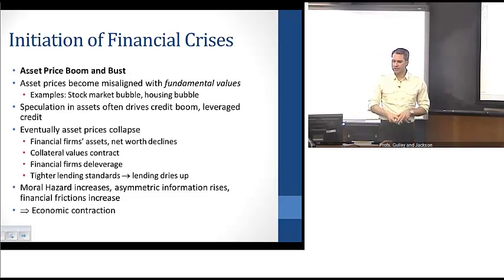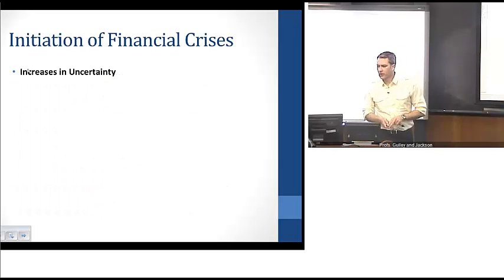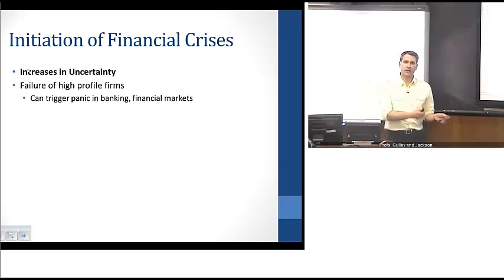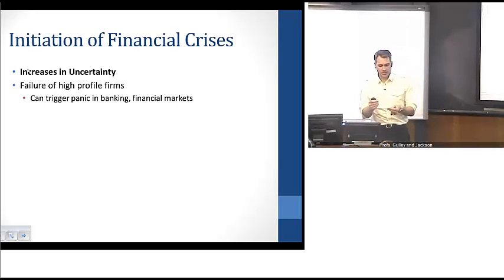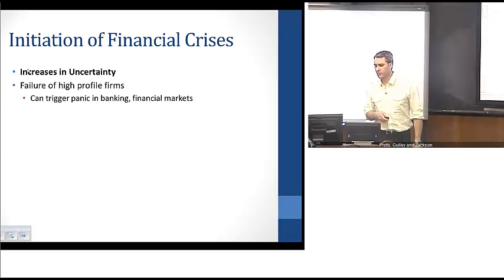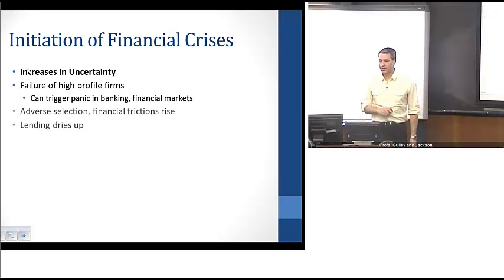And all of this, of course, leads to lower lending, which leads to economic contraction. A third trigger can be increases in uncertainty, and this can occur for a variety of reasons. You can have failure of high-profile firms, and this can trigger panic in banking and financial markets. To give you some examples, we saw in the 2008 crisis Lehman Brothers, AIG, and a variety of other really large financial firms in the U.S. fail or come close to failure or need bailing out. And so that is an example of heightened uncertainty which can trigger panic in financial markets.